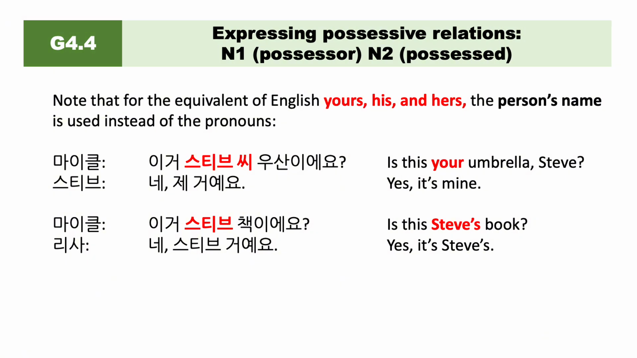For the equivalent of English, yours, his, and hers, the person's name is used instead of the pronouns. 이거 스티브 씨 우산이에요? Is this your umbrella, Steve? 네, 제 거예요. Yes, it's mine. 이거 스티브 책이에요? Is this Steve's book? 네, 스티브 거예요. Yes, it's Steve's.